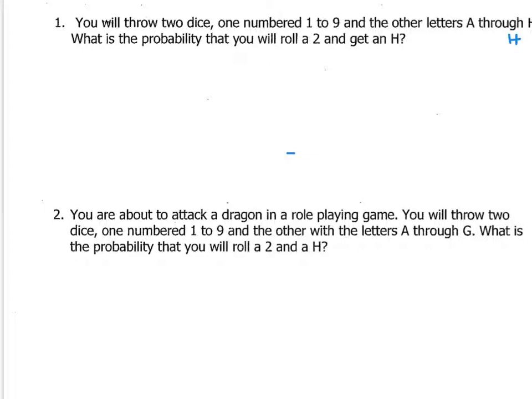Okay, so what we're going to do is focus on the first event. So we have a dice numbered 1 through 9, and the question is, what's the probability that we get a 2? Well, if the dice is numbered 1 through 9, there's going to be one side that has a 2 on it. So one possibility of getting a 2 out of the 9 total sides that are on the dice. So the probability of getting the 2 is 1 out of 9.